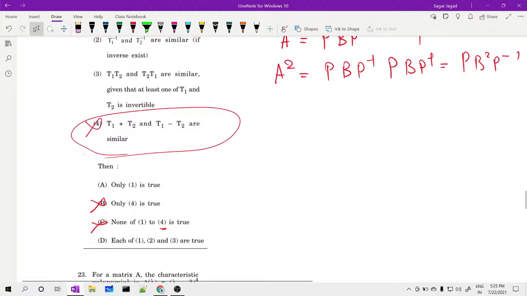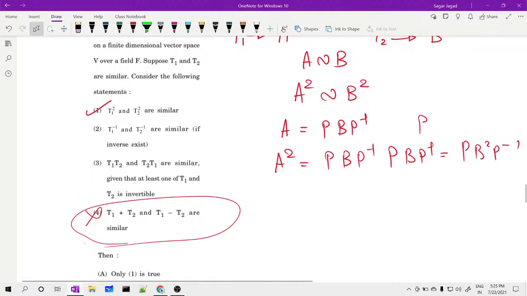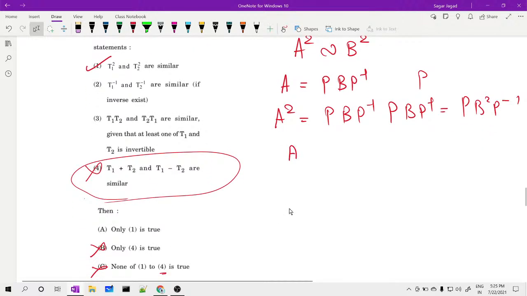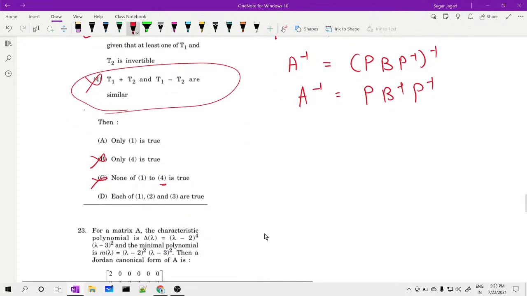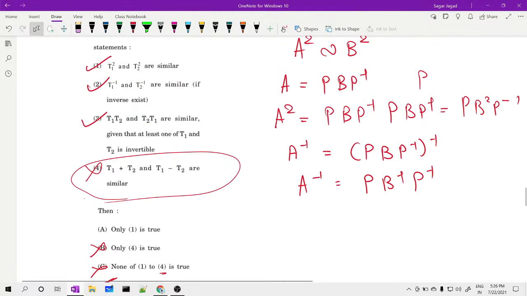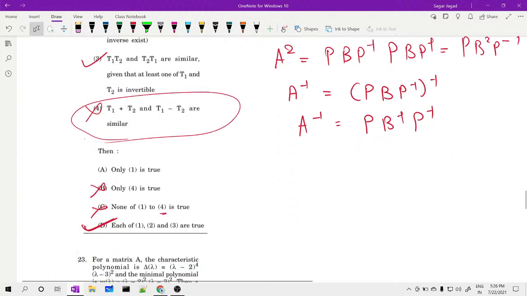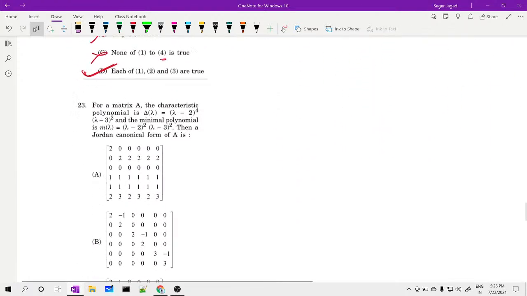Now we need to think about 2. If 2 is right, then we are done. Let me think about A inverse. My A inverse can be written as (P B P inverse) inverse, which is the same as P B inverse P inverse. So yes, they are similar. So this is true and this is also true. The first, second and third statements are true. Only one is not true. So option D is the correct choice. It was a good question. Sometimes if you are unable to show something, the options are good enough to pick the correct one.